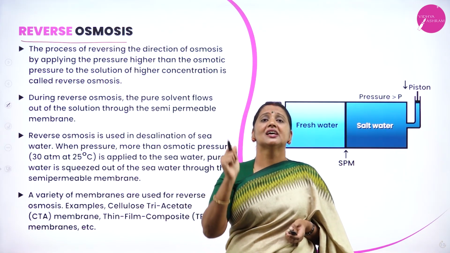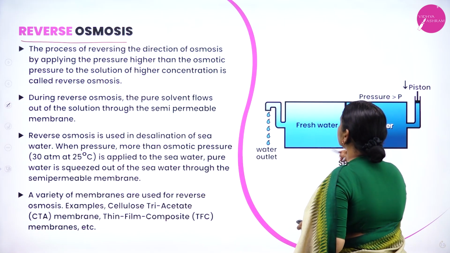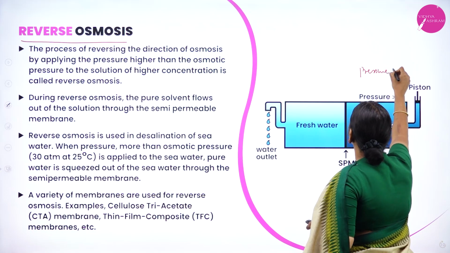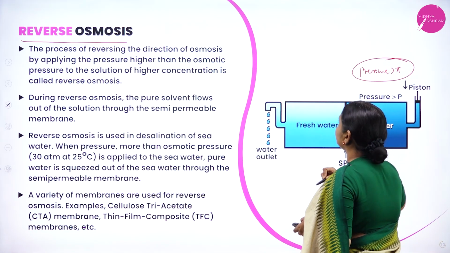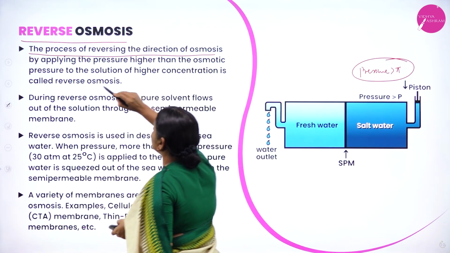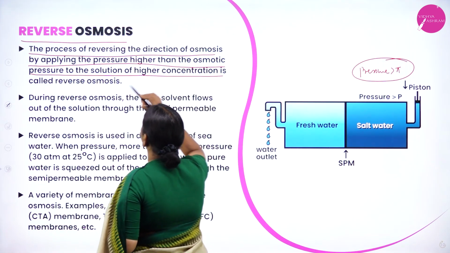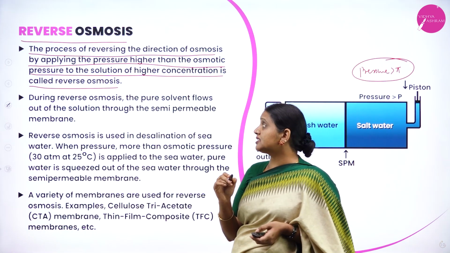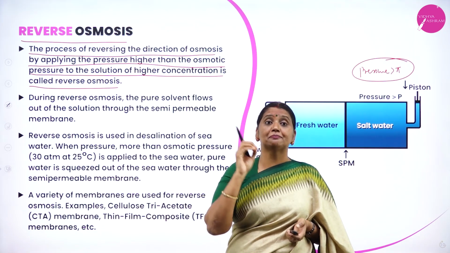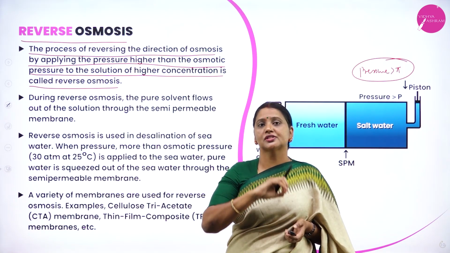How can you reverse the direction of osmosis? The direction of osmosis can be reversed by applying pressure, a pressure greater than pi, the osmotic pressure. So, the process of reversing the direction of osmosis by applying a pressure higher than the osmotic pressure to the solution of higher concentration is called reverse osmosis. You have to apply pressure on the solution with higher concentration, but that pressure should be higher than the osmotic pressure. Then the direction of osmosis gets reversed.